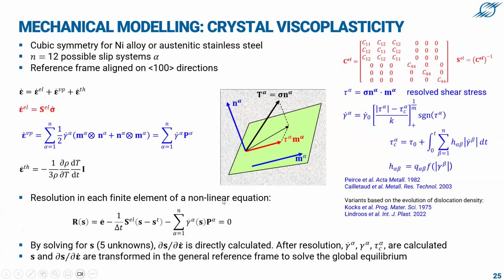We have a nonlinear equation that we can cast either in strain, with the unknowns strain rate, but we have chosen to select the deviator as an unknown. So we have 5 unknowns. And we are able to calculate the stress deviator and the tangent modulus in order to transfer this information to solve the global equilibrium.